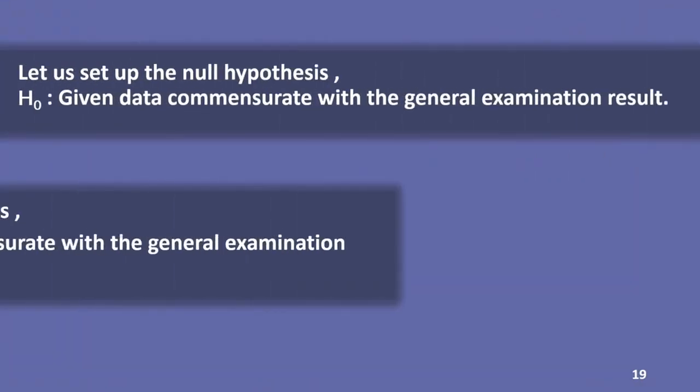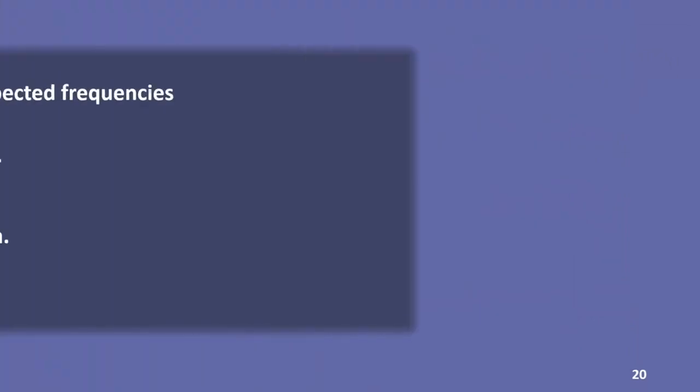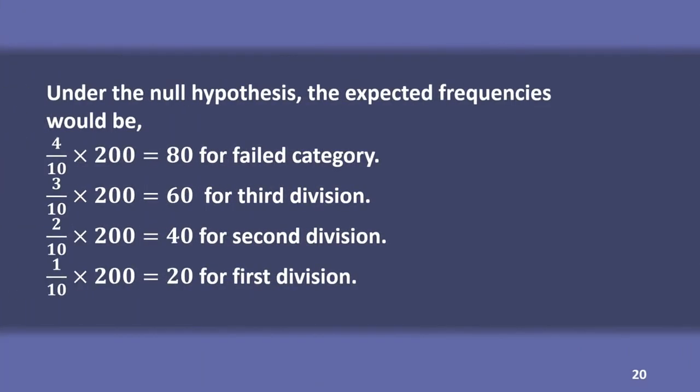Now let us set up the null hypothesis. H0: the given data is commensurate with the general examination result, against the alternative hypothesis H1: the given data is not commensurate with the general examination result. Under the null hypothesis, the expected frequencies would be 4 divided by 10 into 200, which equals 80 for the failed category. Similarly, we calculated the other expected frequencies.